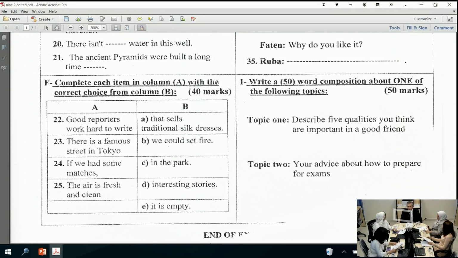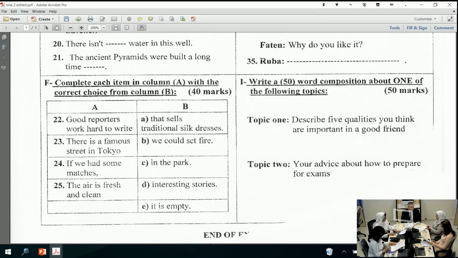We reached exercise number 22. Good reporters work hard to write. So here we are going to look at "reporters," and we have "write." What can the student do in this case? He is going to look for a word that connects at the beginning, "to write," or "reporters," etc. He can read the four endings and try them.